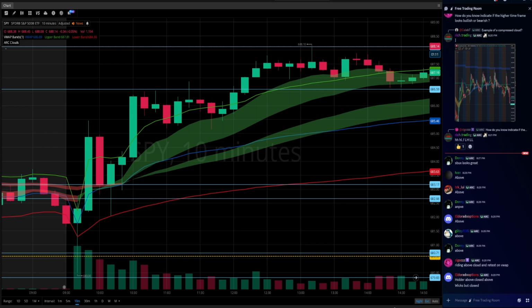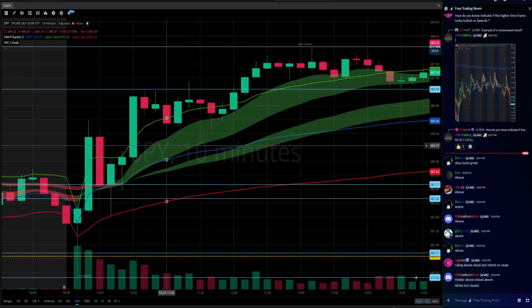This is an example of a compressed cloud. You guys see how at the beginning of the day it's very tight. The cloud is barely visible. It's flipping, but it's not yet expanding. You see how this green zone here, as price action continues to drive up, gets bigger and bigger.